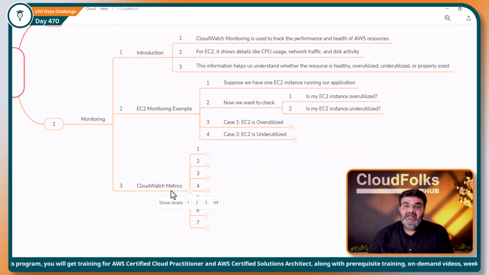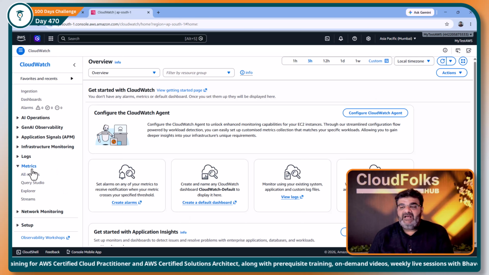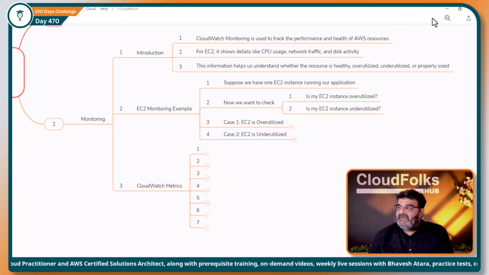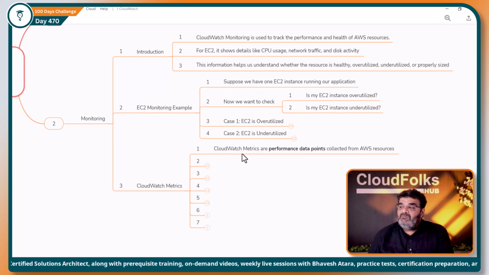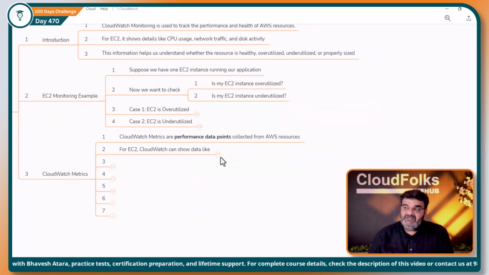Now, CloudWatch metrics. Look, here we have these metrics. I'm talking about metrics. CloudWatch metrics are performance data points collected from AWS resources. For example, if I have an EC2 instance.